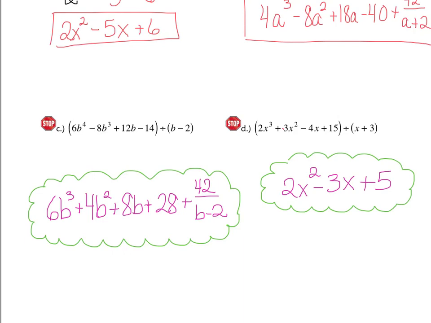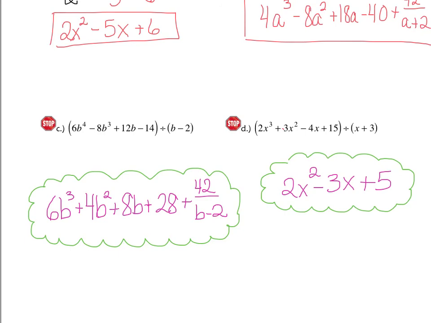Okay, so here are your two answers. For part C, you should have gotten 6b to the 3rd plus 4b squared plus 8b plus 28 plus 42 over b minus 2. And then for the second one, you should have gotten 2x squared minus 3x plus 5.